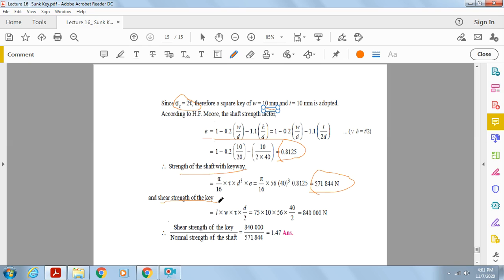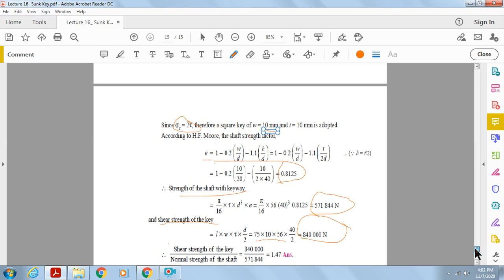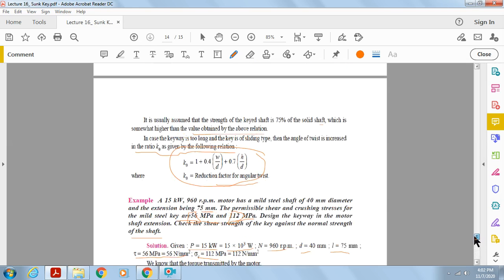And what will be the shear strength of the key? It will be L into W into tau into D by 2. So it is 75 into 10, finally putting all those, we have got the shear strength of the key. So it is coming the reduction factor as per the previous formula.